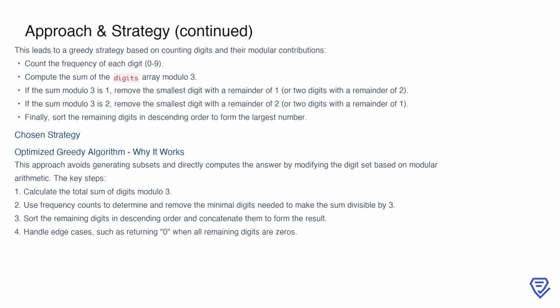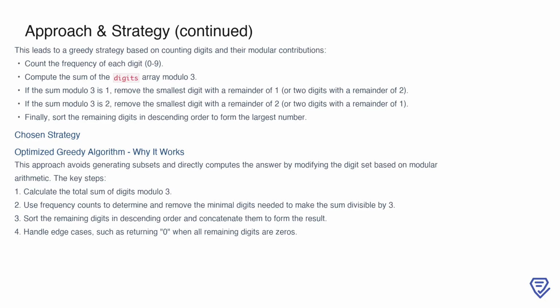Instead of generating subsets, we count the frequency of each digit from 0 to 9 and calculate the sum of all digits modulo 3. Based on the remainder of this sum, we can determine the adjustments needed. If the sum modulo 3 equals 1, we remove the smallest digit with a remainder of 1, or if that's not possible, 2 digits with a remainder of 2.